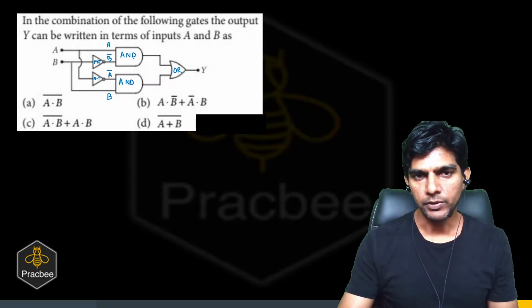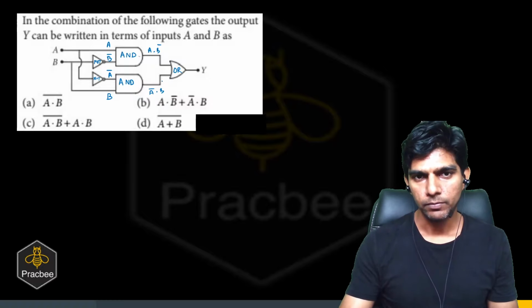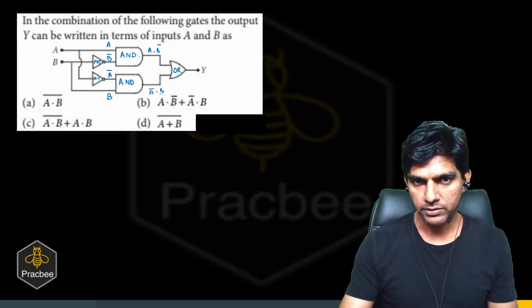Now A and B bar, when these are the inputs to the AND gate, we will get A multiplied with B bar. Here we get A bar multiplied with B. Now we feed this signal to the OR gate.